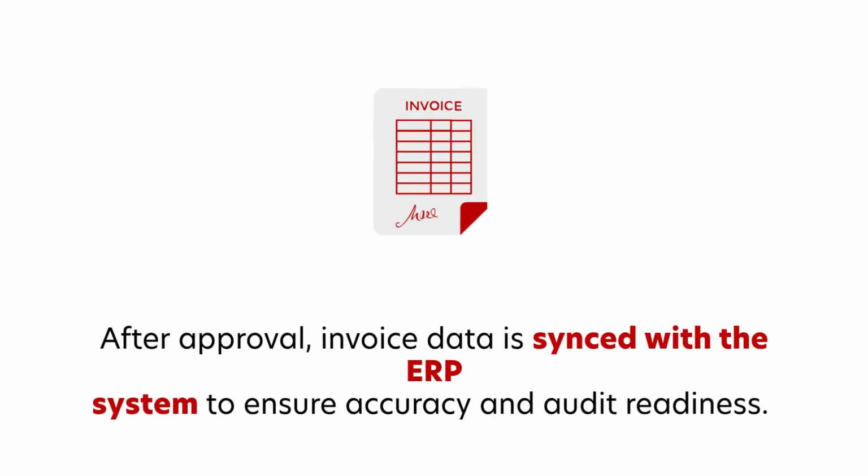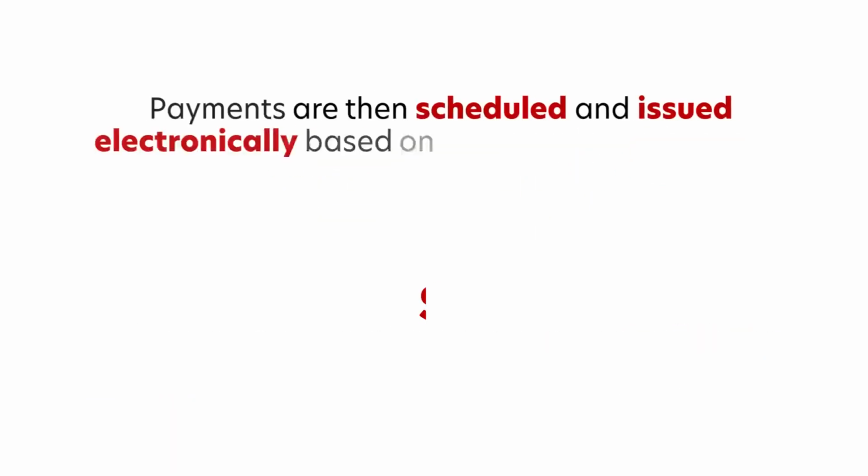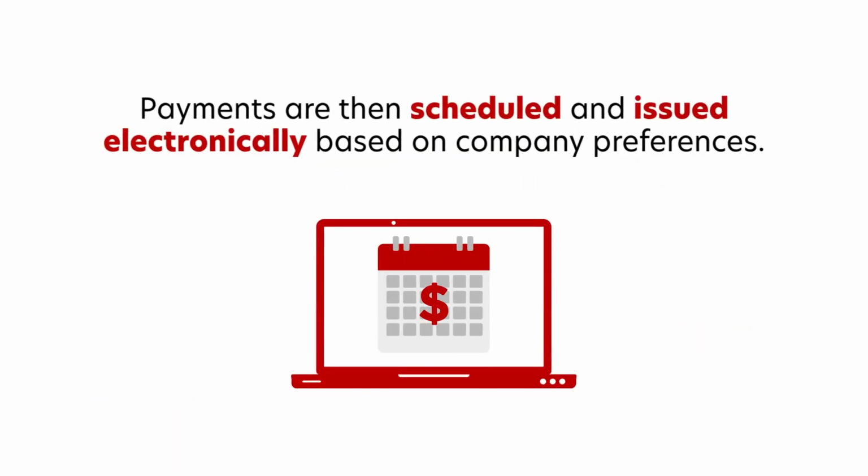After approval, invoice data is synced with the ERP system to ensure accuracy and audit readiness. Payments are then scheduled and issued electronically based on company preferences.